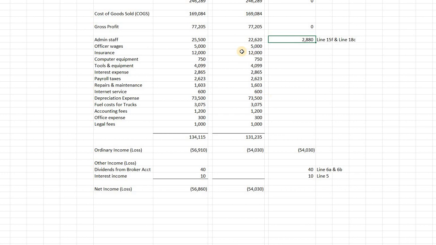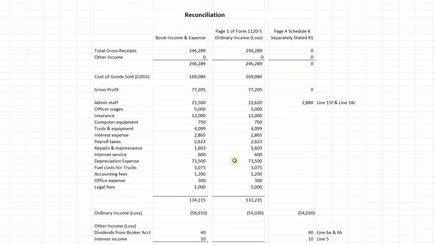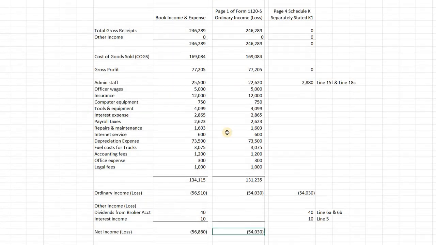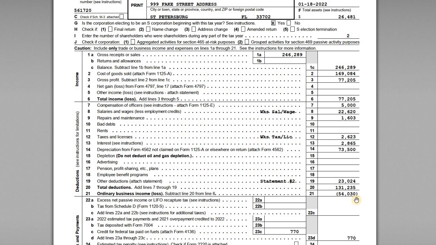Down here, no other book tax adjustments for any of these items, but you do see here we are not including the separately stated items. So dividends from the brokerage account and interest income, I'm not including these on page 1. These will be separately reported on the 1120S. So if we enter everything as it is per the financial statements and the reconciliation, our bottom line, ordinary income or loss, the loss will be $54,030. And so that's what we see on the tax return, right? Line 21, we have $54,030.